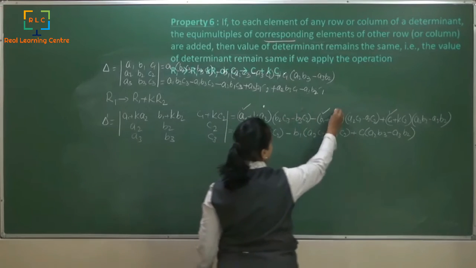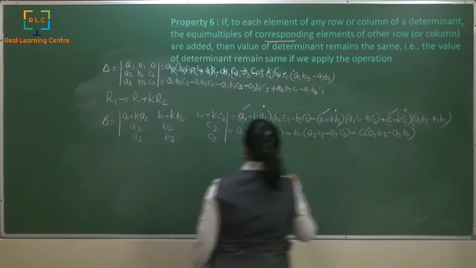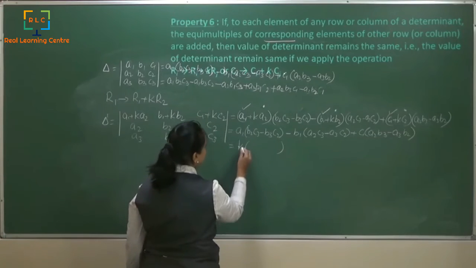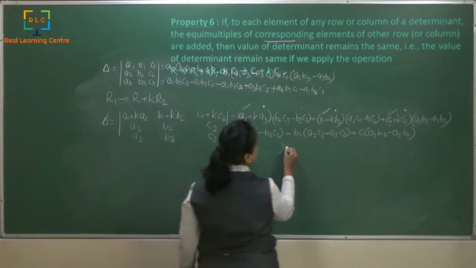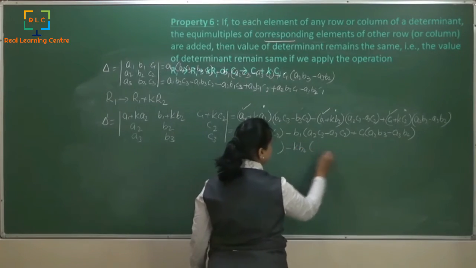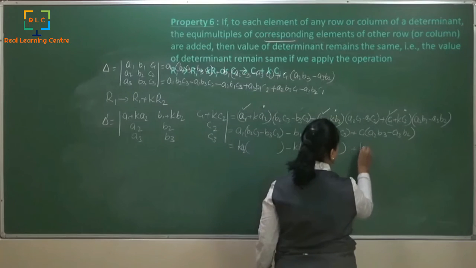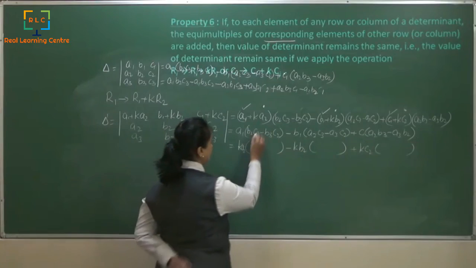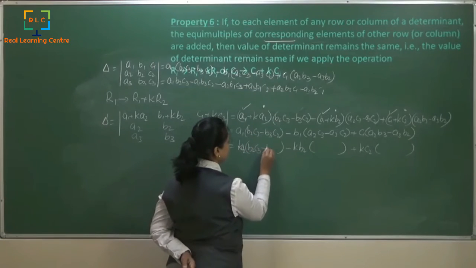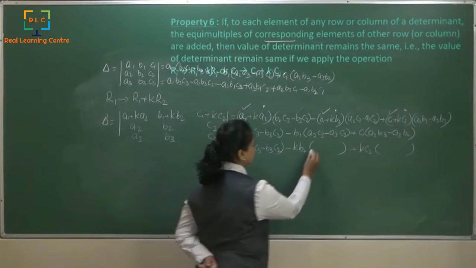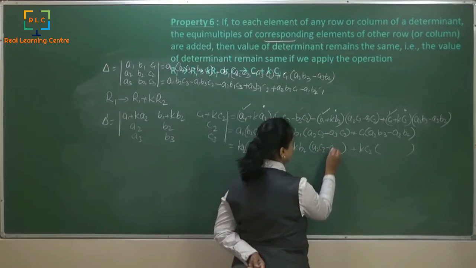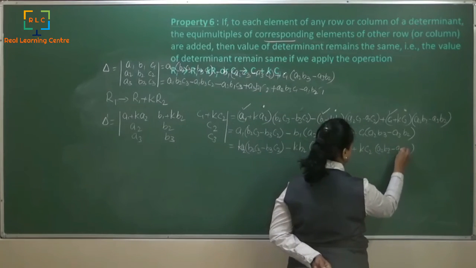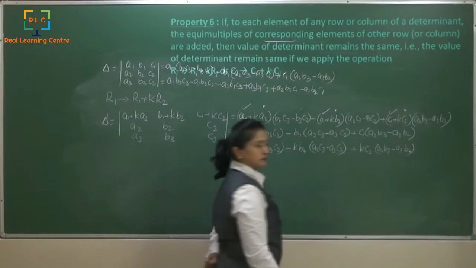Minus KB2 and then KC2. So this is equal to KA2 into the same thing, minus KB2 into the same thing, then plus KC2 into the same thing. So we'll retain now whatever you have inside. This will be B2C3 minus B3C2. This will be A2C3 minus A3C2. This will be A2B3 minus A3B2.